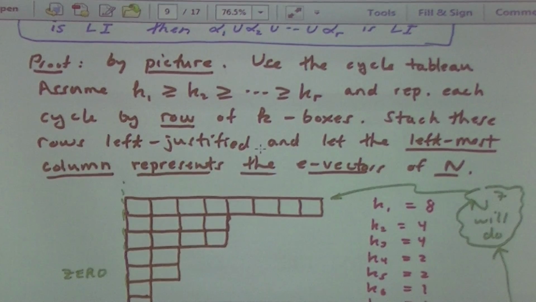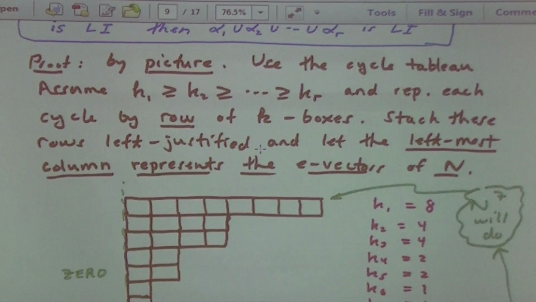Now we know that each cycle in and of itself is linearly independent. But the question is, do the cycles overlap? I'm now going to give you an argument, this method of tableau, that if you have a simple condition on the eigenvectors, in all the R cycles, that they form a linearly independent set, then that implies linear independence of the cycles as a whole.